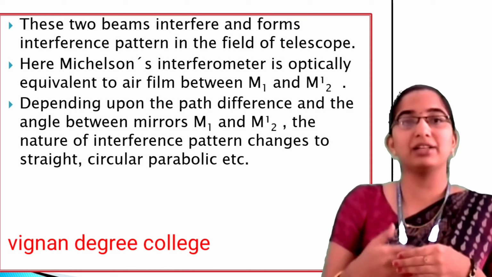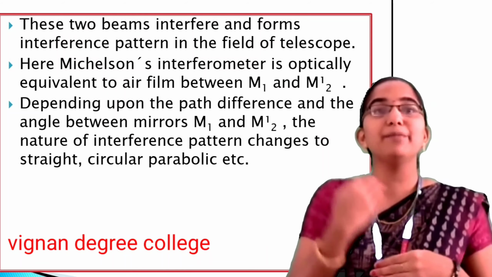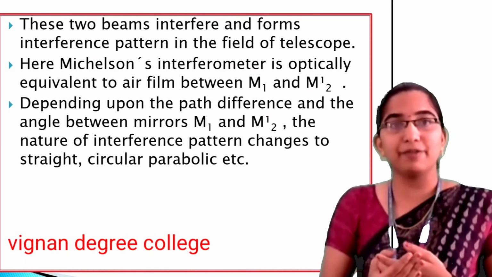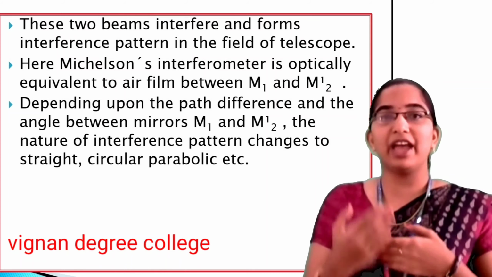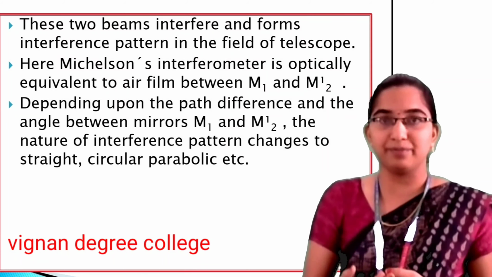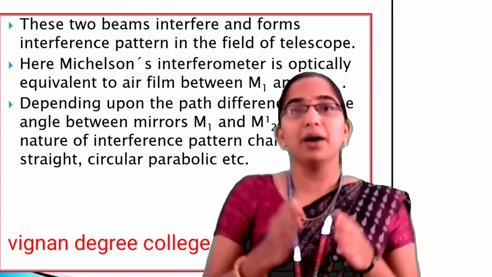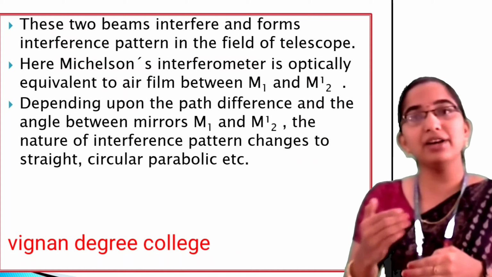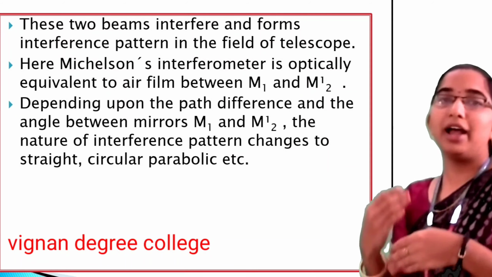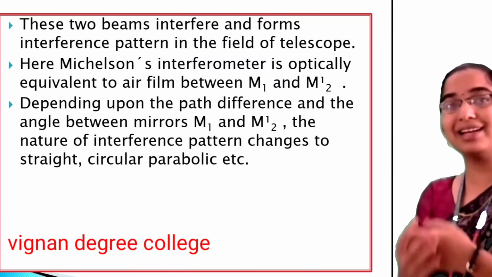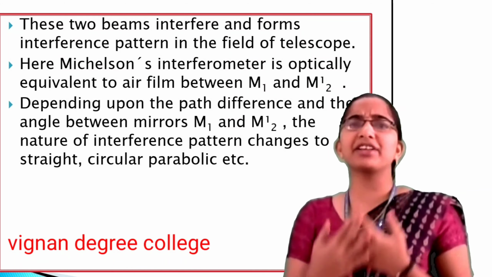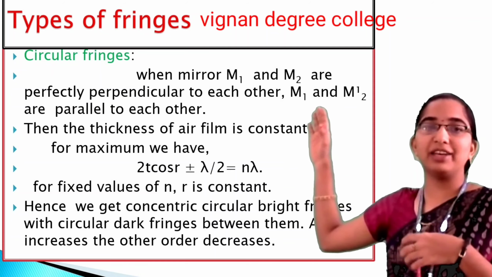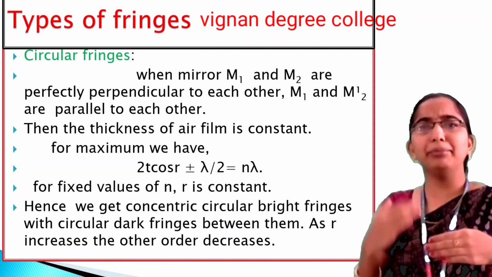The interference pattern depends on the path difference and the angle between M1 and M2 prime. The nature of the interference pattern changes to straight, circular, parabolic, etc. So this is the Michelson interferometer. Next, type 1 is circular fringes.